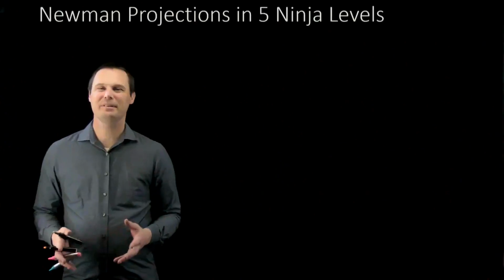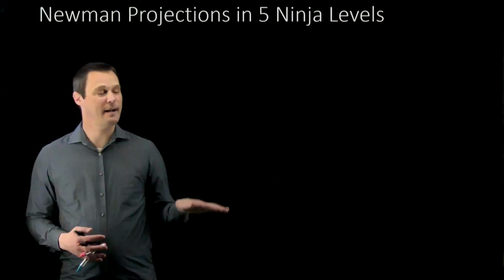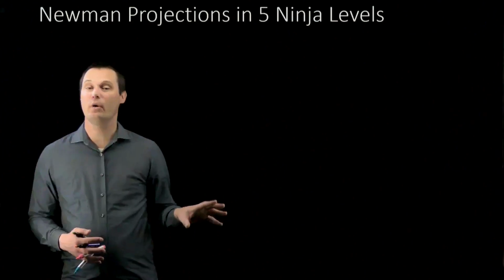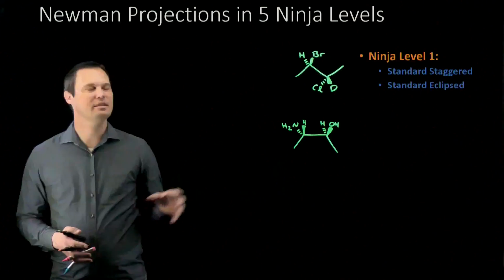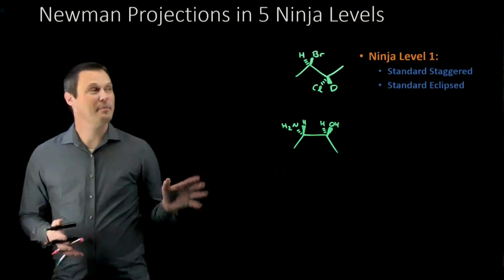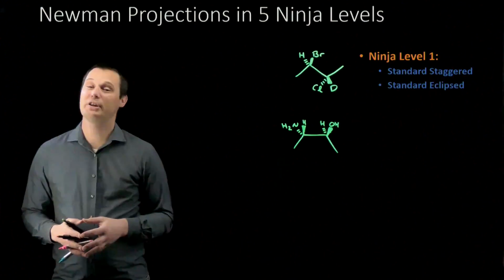Hello, OChemNinjas. In this video, we're going to look at Newman projections in 5 Ninja levels, starting at Ninja level 1 and working our way up to Ninja level 5 Newman projection. Ninja level 1 is your standard staggered and eclipsed Newman projection. These are about as standard and textbook of Newman projections as you're going to see.